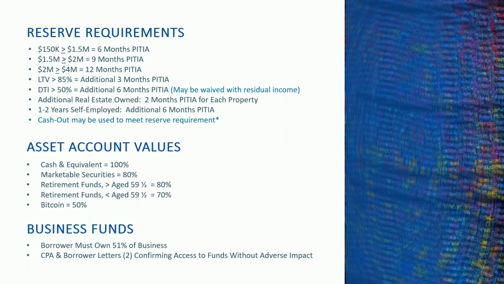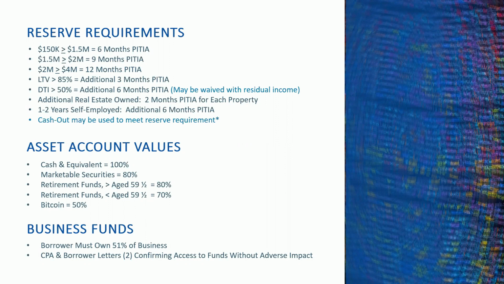Where was I? If I have about a $2.1 million loan, I think I said that would be 9 months. No, excuse me, that would be 12 months. And then if my DTI is exceeding 50%, I would need an additional 6 months. So I'd be looking at 18 months reserves in those scenarios. Cash out may be used to meet this reserve requirement. So if it is a cash out transaction, we can use the cash out from the transaction itself to meet reserves.